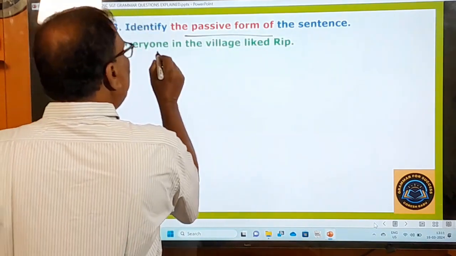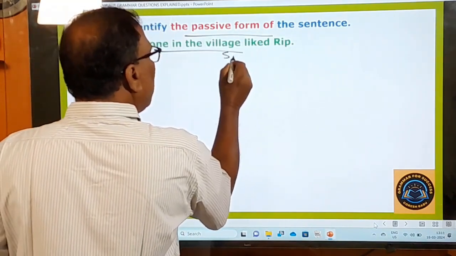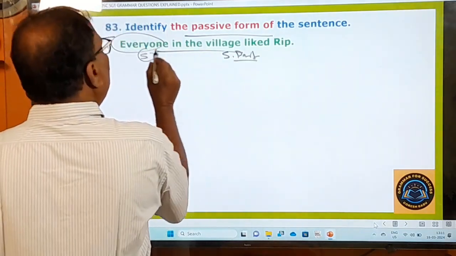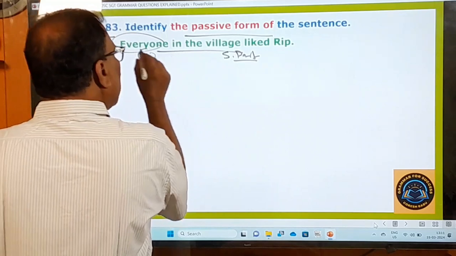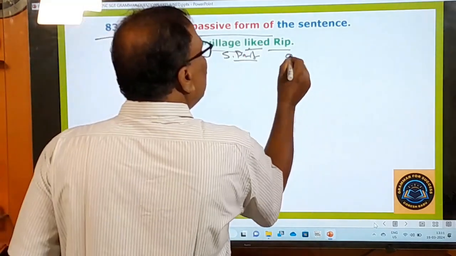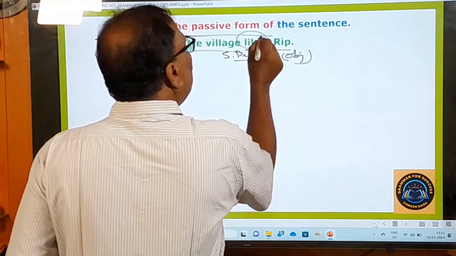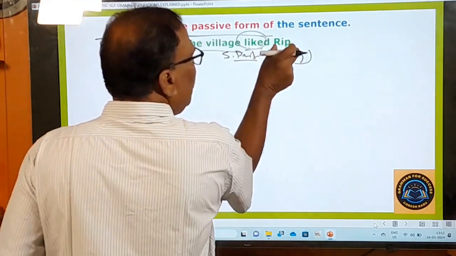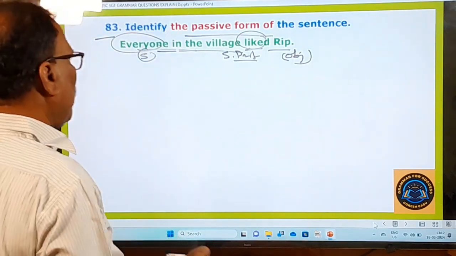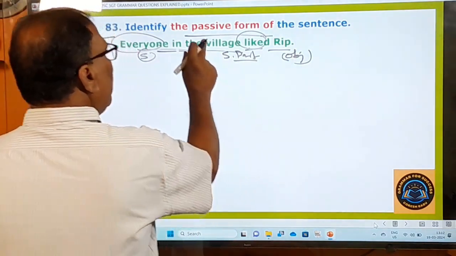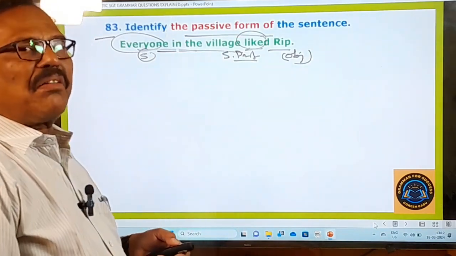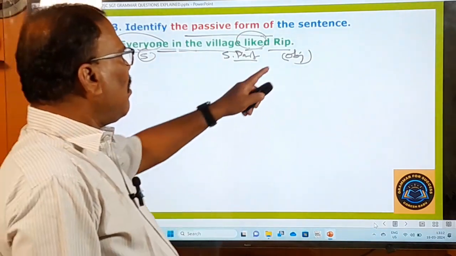If you observe this sentence, you find that it is in the simple past tense. Everyone is the subject. Of course, "everyone in the village" is the subject part. "Liked Rip." So liked whom? Rip. This is the object. This is the verb, this is the subject, this is the object. So now you have found these three parts. This is the simple past. Whenever you change the simple past into passive voice, you must use "was" or "were" according to the object.